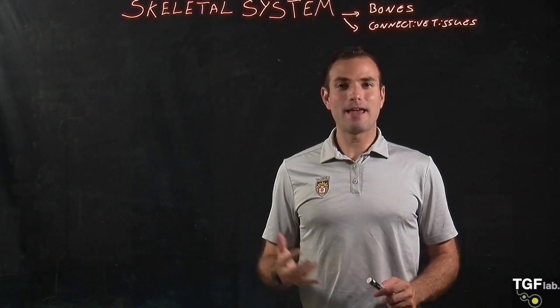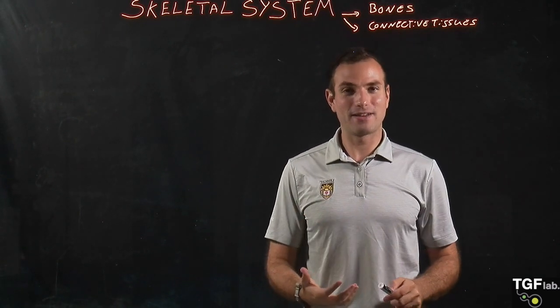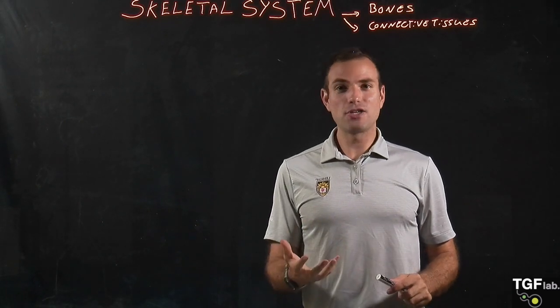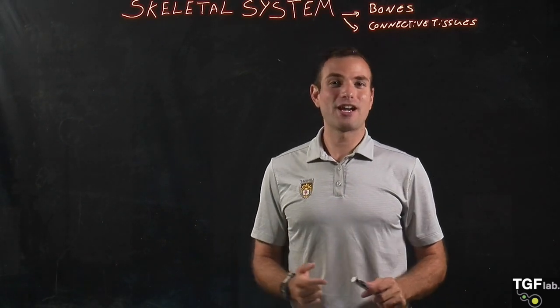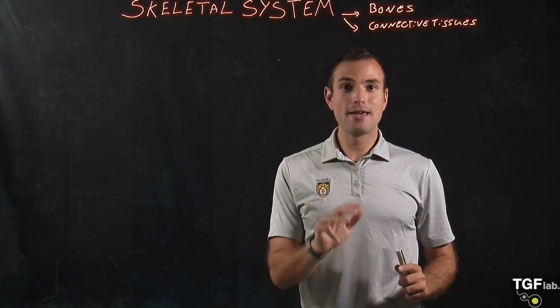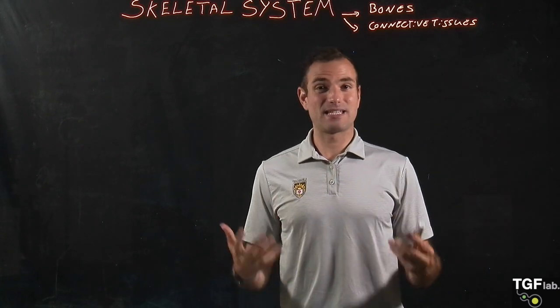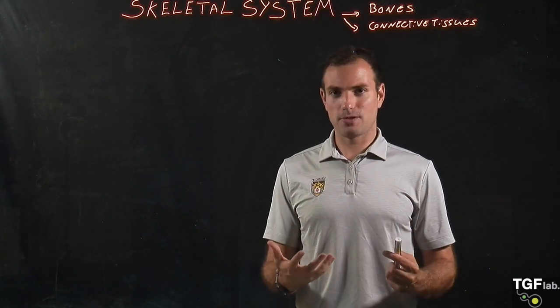The skeletal system is very important because it's formed by our bones and also the connective tissues. And the connective tissues, we have different examples. So we have the cartilage, the tendons, and the ligaments. We are not going to look at those today. They are very important because they are going to stabilize the skeletal system. They are going to give stability to the bones.